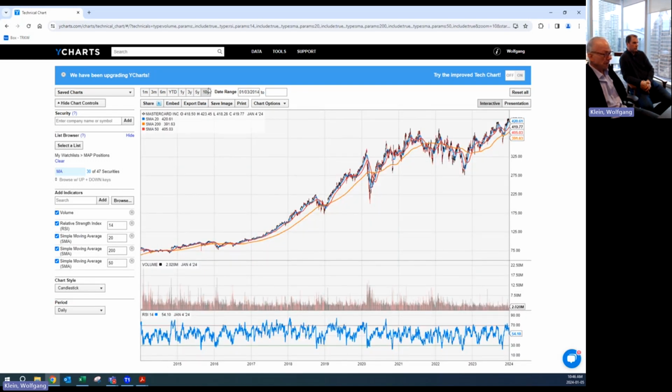There's a 10-year chart on MasterCard. I asked a kid, which way is this thing going? And that's the answer I would invest in. It's very, very clean.